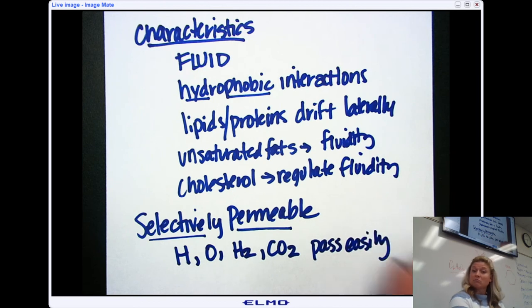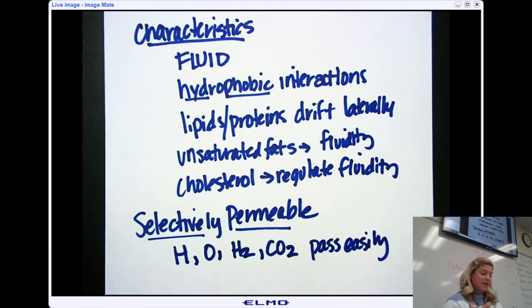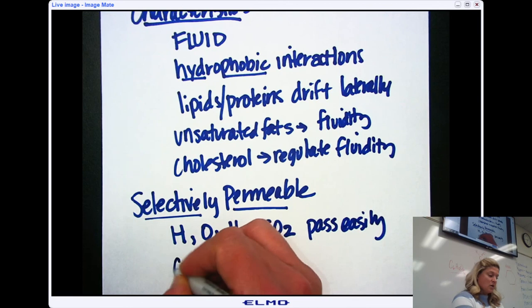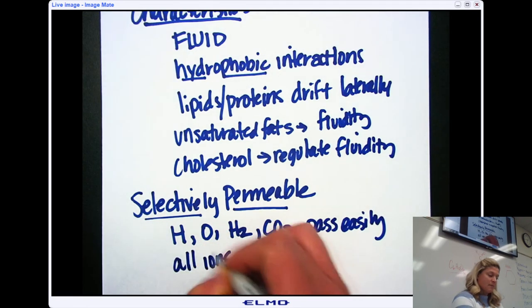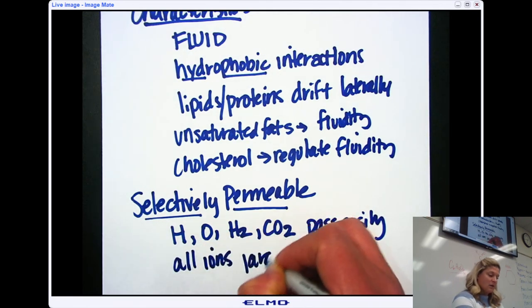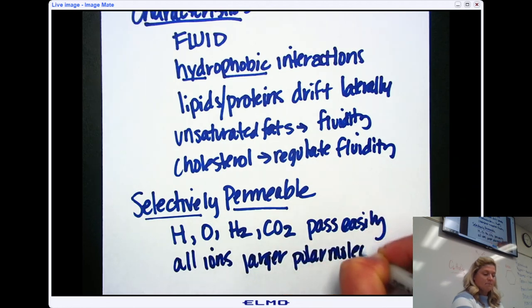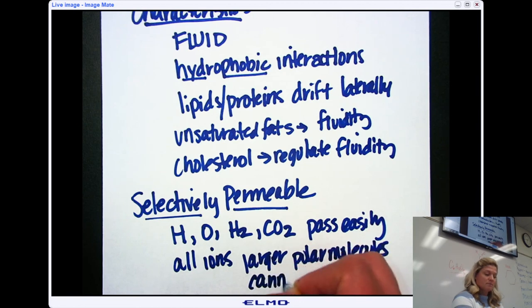Well, they're smaller. Now if we have some of the larger and polar ions, what I mean is that they are going to have a charge, then they cannot cross. And we're going to talk about how they actually get through once we get to our diagram. Okay, so all ions and larger polar molecules cannot cross.